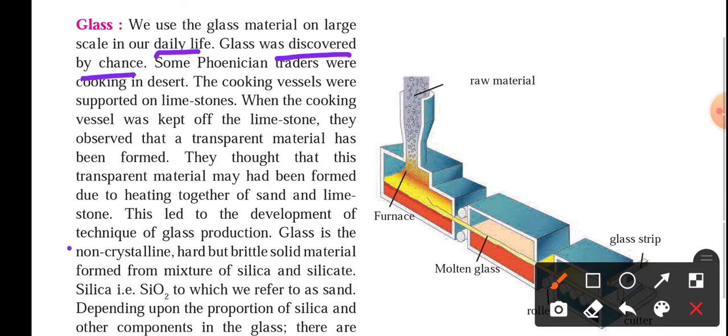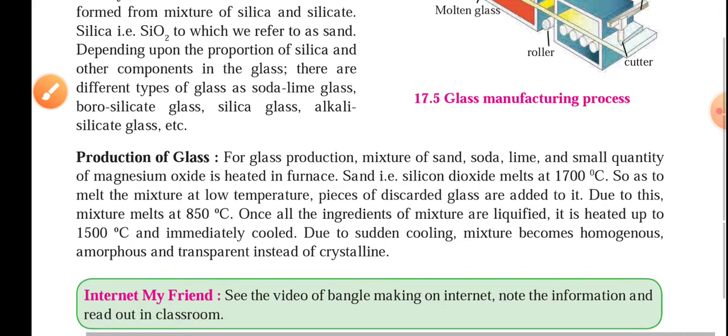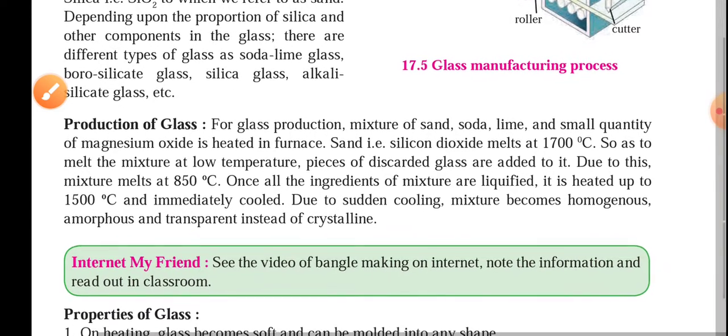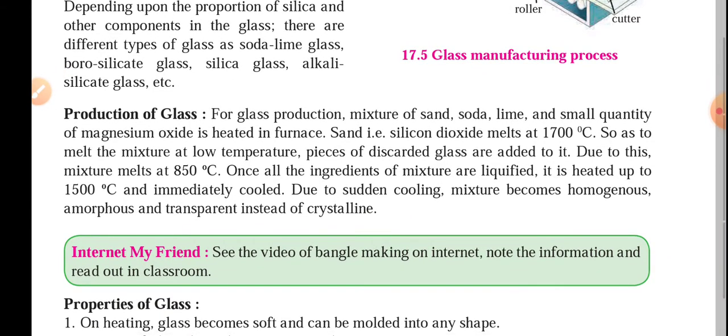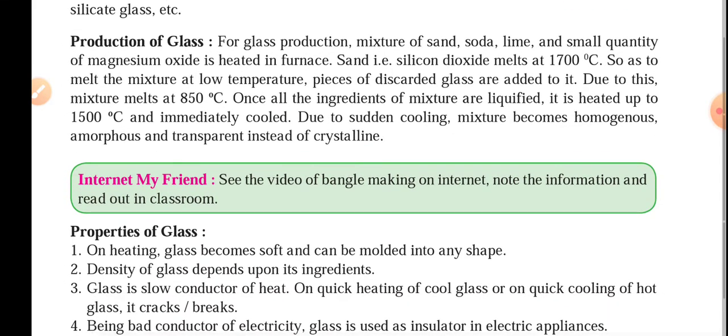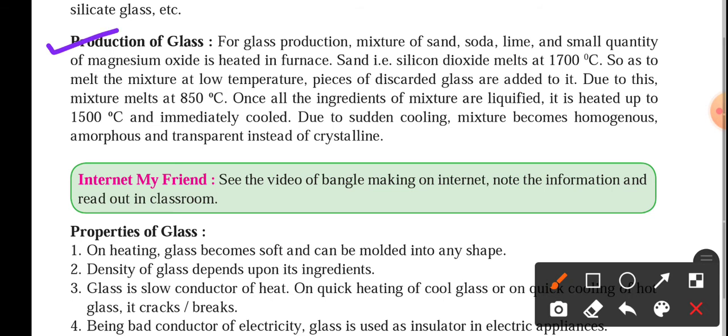Glass is a non-crystalline, hard but brittle, solid material formed from a mixture of silica and silicate. Silica, that is SiO2, which we refer to as sand. Depending upon the proportion of silica and other components in the glass, there are different types of glass such as soda lime glass, borosilicate glass, silica glass, alkali silicate glass, etc. Now here they have given the production of glass, how the production of glass takes place in the industry.